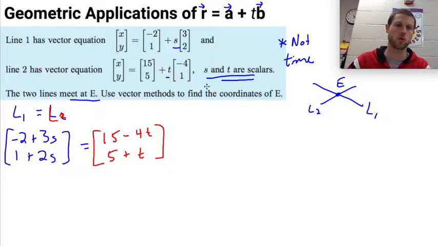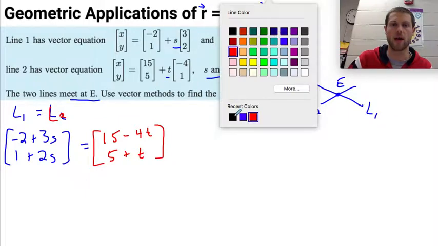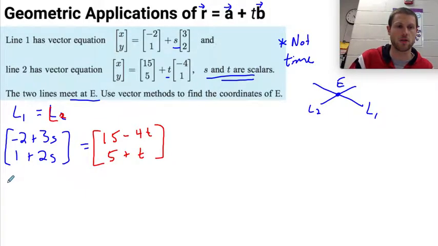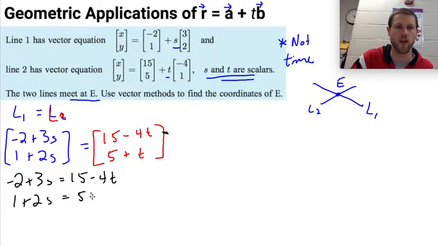And what we can do is drop the vector notation and just think of these as pure algebraic equations. So this is -2 plus 3s equals 15 minus 4t. That's taking my x components. And then let's take the y components: 1 plus 2s equals 5 plus t. Now let's do a little bit of algebraic rearranging, and let's move all the stuff to one side. Basically we have two variables and two equations. So if this is looking like a system of equations, it is.